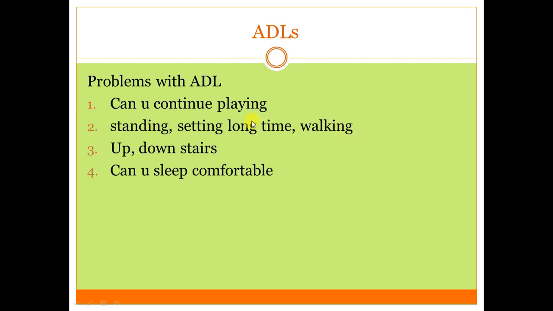If he has a twisting injury during playing, can he continue his playing, or does he have to take a rest? If he continues playing, mostly it is not a serious injury like ACL, it could be some simple injury. What about walking, standing, sitting, up and down stairs? Does his pain let him sleep well, or can he not sleep comfortably?